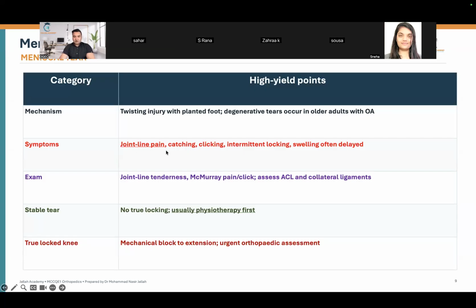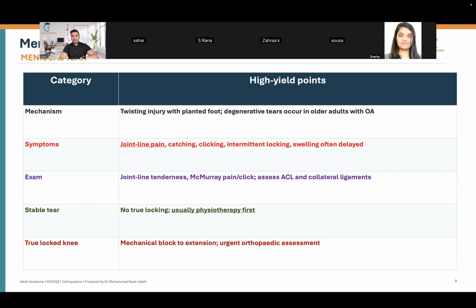So symptoms: joint line pain, this is characteristic. They will mention the pain is in the joint line. If you hear about joint line, always think about meniscal tear. Not only that, catching, clicking, and locking. These are the key words. These are the symptoms. Please do not forget it. That's why I made it red, because this is how you can recognize that this condition might be a meniscal tear.